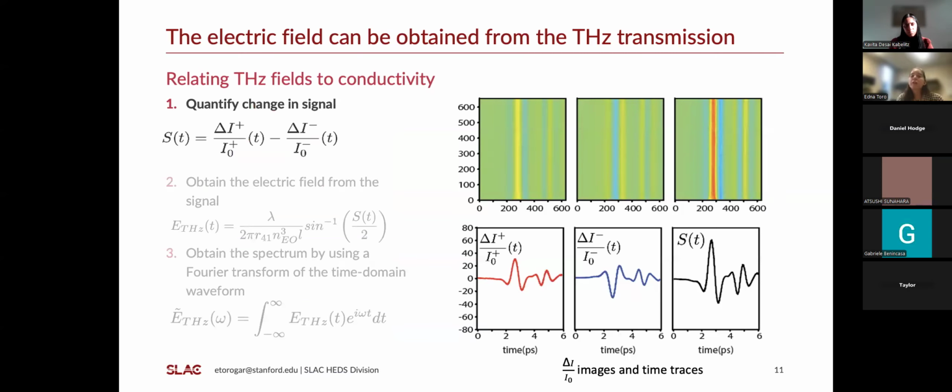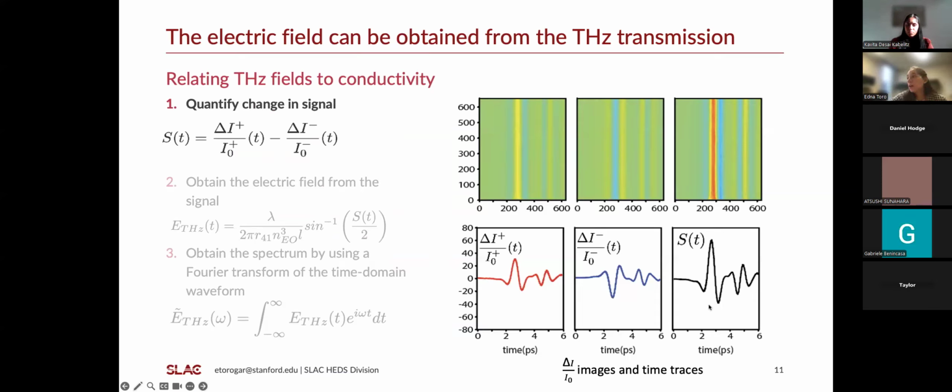Now, finally, we have a positive and a negative polarization change in intensity. So what we want to do in order to quantify a signal is we just add the two of them, because they should be encoding the same information. So this signal that you're seeing in this case is exactly the same as this signal that you're seeing in this additional case, which is represented on the most right matrix.